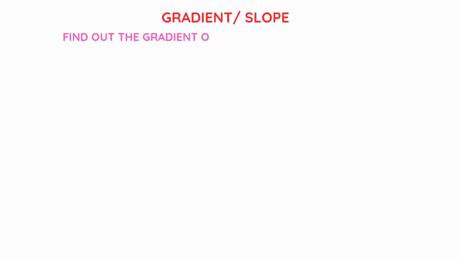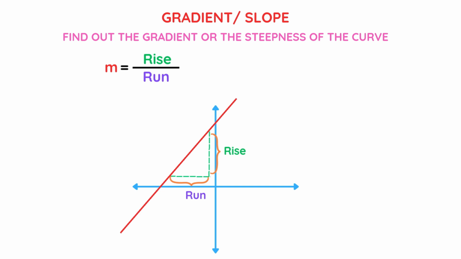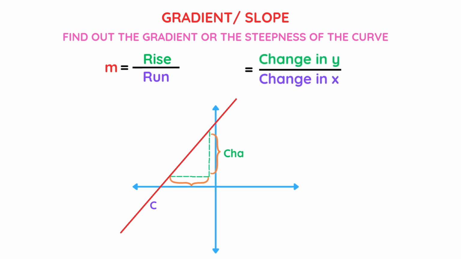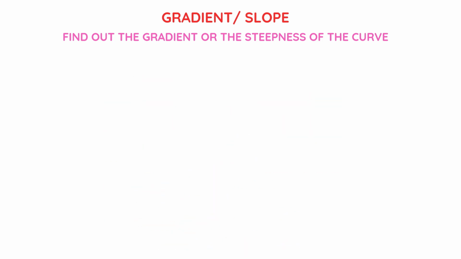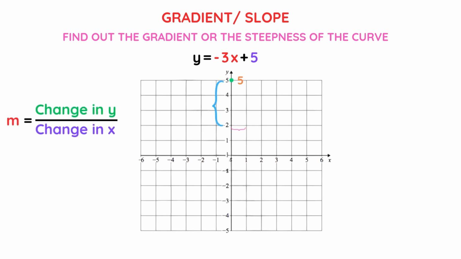Now, in order to find out the gradient or the steepness of the line, we have the formula that m is equal to rise over run. Or, if you're looking at a graph, it is the change in y over the change in x. For example, if you are given an equation of a line where y is equal to negative 3x plus 5, it means negative 3 is the gradient of the line and 5 is the y-intercept. Now, if we try to draw this line, the point at which the line crosses the y-axis will be 5, and the change in y over change in x will be negative 3. So the line will be drawn something like this in the downward direction.